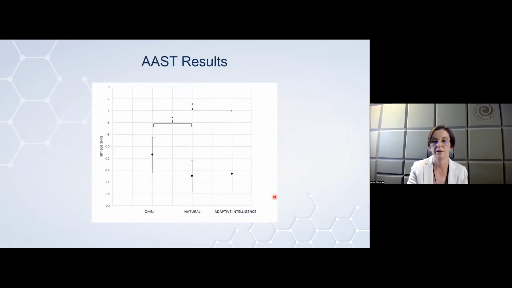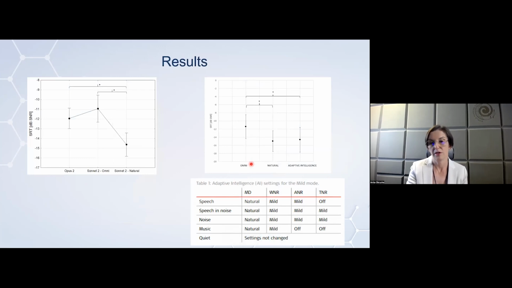And what we obtained: the omnidirectional mode was around minus 11 dB SNR, natural and adaptive around minus 15. There was no significant difference between the natural microphone and adaptive mode. This is very important for us for validating the previous results. We got almost the same result in this group with the omnidirectional microphone in SONNET 2 as in the previous study group, around minus 11, and also similar results for the natural microphone.